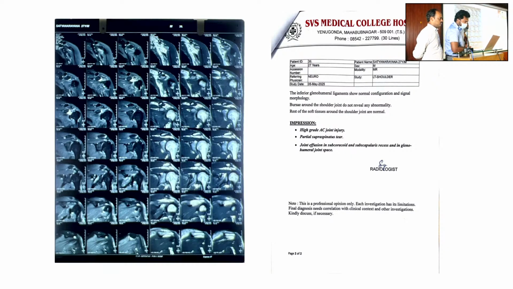In the MRI, they have mentioned a high-grade AC joint injury, partial supraspinatus tear and joint effusion, sir. But when we opened it, there was a complete conoid and trapezoid tear, sir. He was unable to do weight bearing, and the pain or the movements were completely restricted, not partially, sir. What's the occupation? Is it important or not? He is a worker in a mess, manual labor.